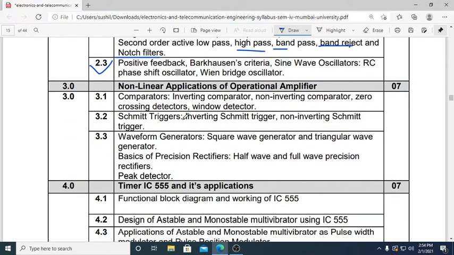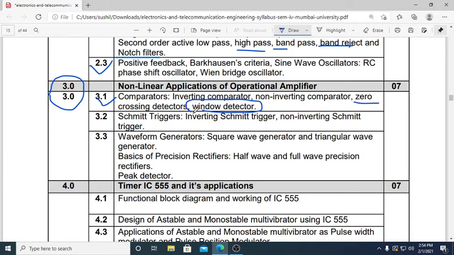Likewise, in the third module you go with the non-linear applications of the operational amplifier. Here you have to see comparators, like the inverting comparator and non-inverting comparator, then the zero crossing detector and window detector.